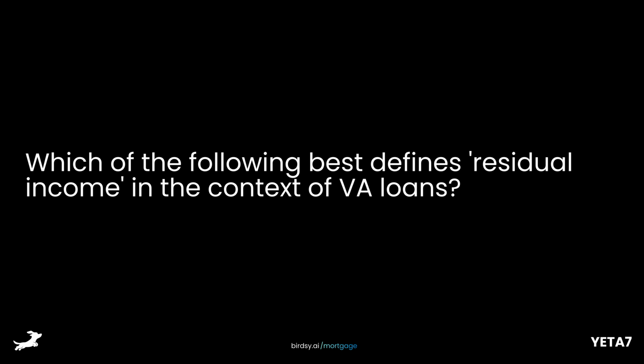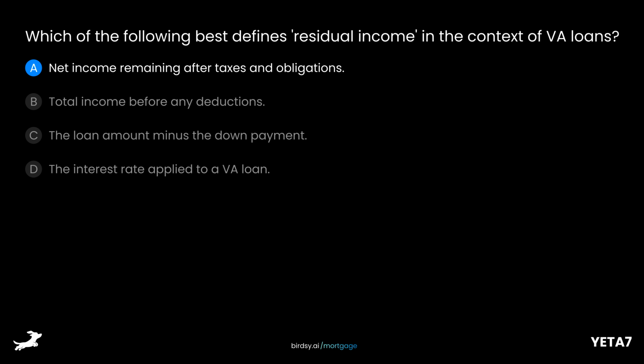Which of the following best defines residual income in the context of VA loans? Is it A, net income remaining after taxes and obligations, B, total income before any deductions, C, the loan amount minus the down payment?